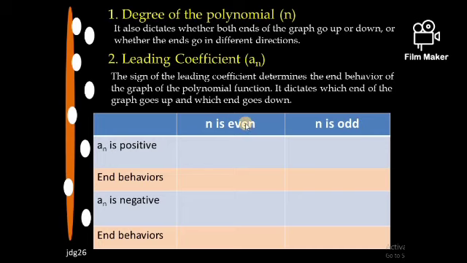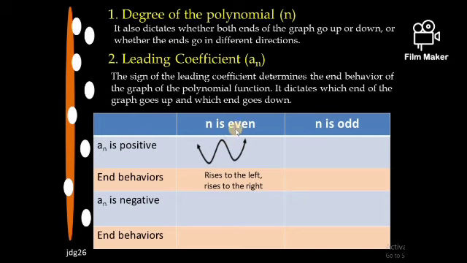Ano ang itsura ng graph kapag n is even or the exponent is even and the leading coefficient is positive? Okay, so ano ang behavior ng graphs? The end behaviors are rises to the left. So, tingnan niyo yung arrowhead, pataas siya dun sa left side. So, rises to the left and then rises to the right. So, pataas naman sa kanan.